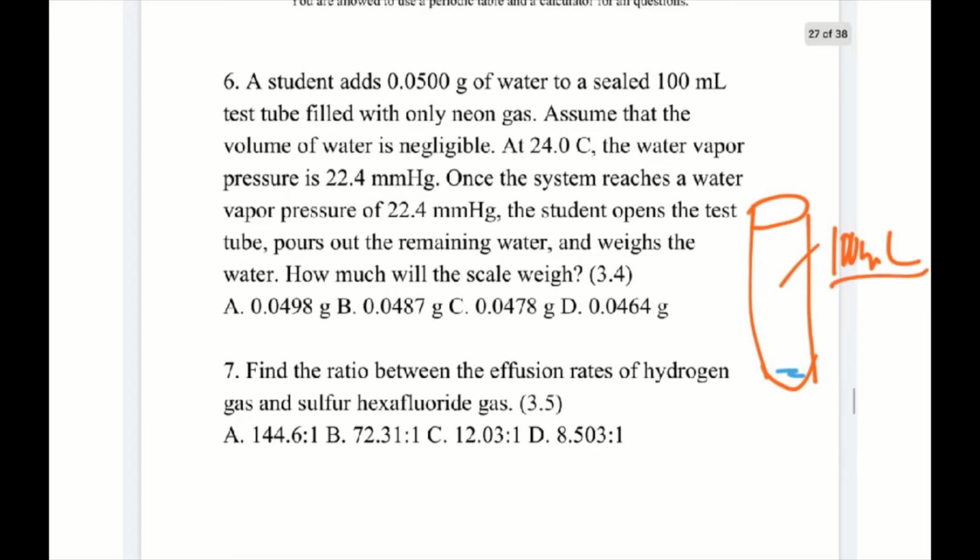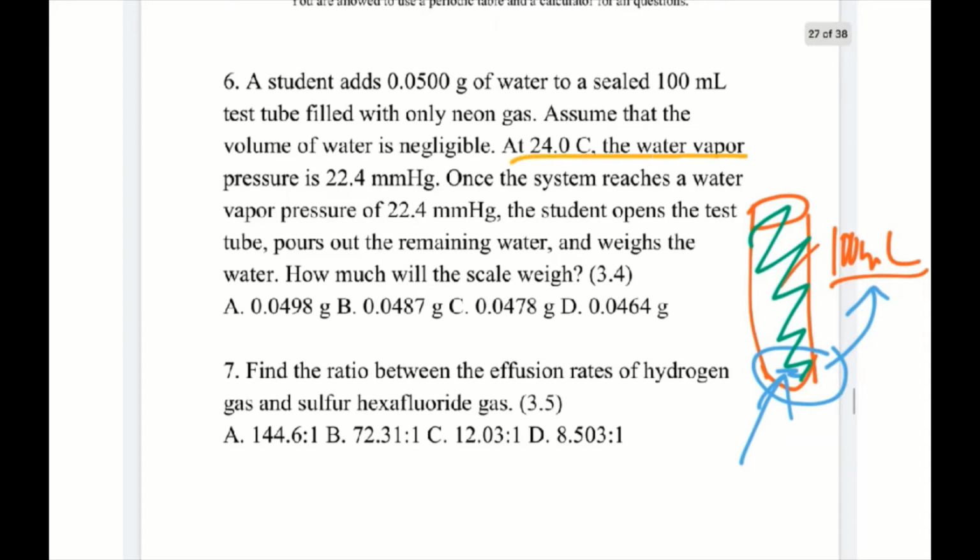is 100 milliliters, since if the volume of the water is so small compared to the volume of the container, that means that we can think of it as if the volume of the water didn't exist in the first place, since it's so small. And because of that, you can assume that the volume of the gas is equal to the volume of the container. Now let's read on.